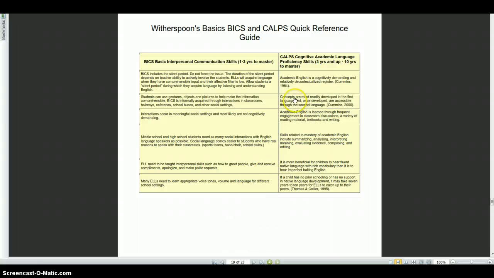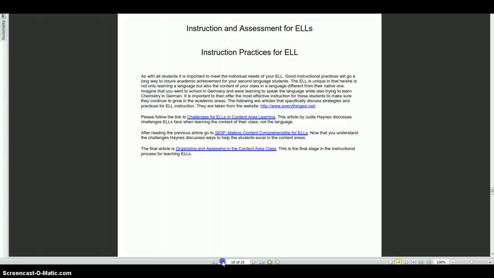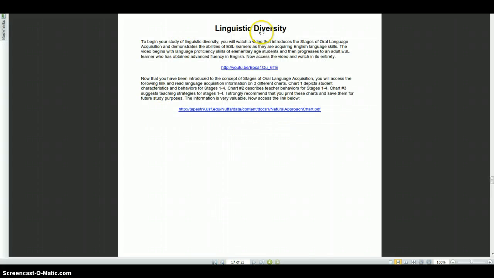Okay, the next thing we're going to get into, let me back up a bit because I passed over it here, is dealing with language acquisition. And there are stages of language acquisition. This page here on linguistic diversity has 2 links. One link is to a video and the other link is to a chart.